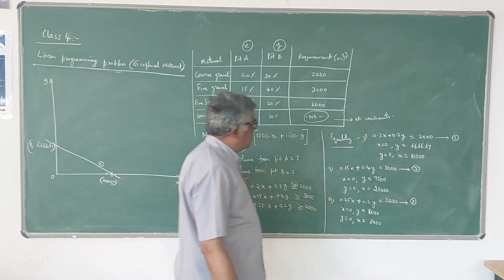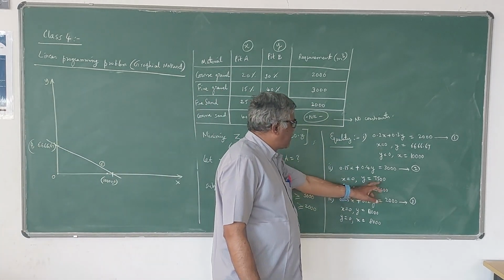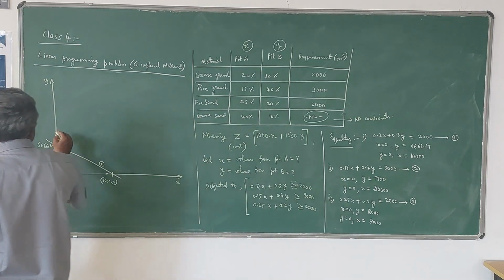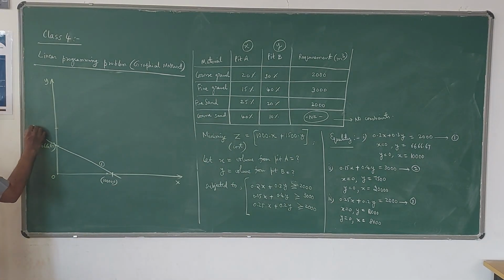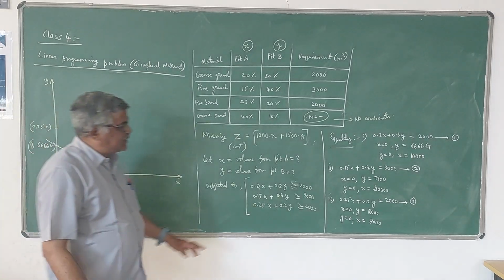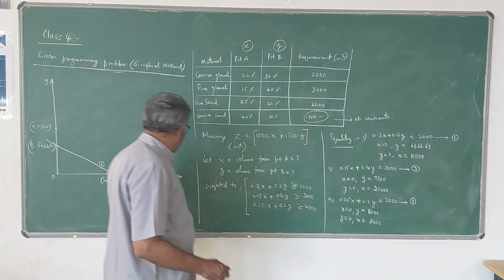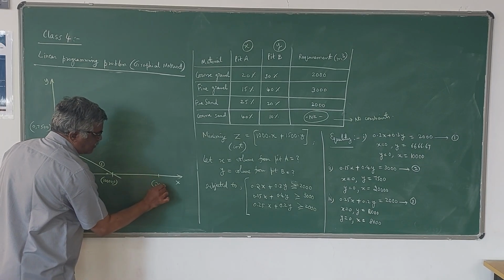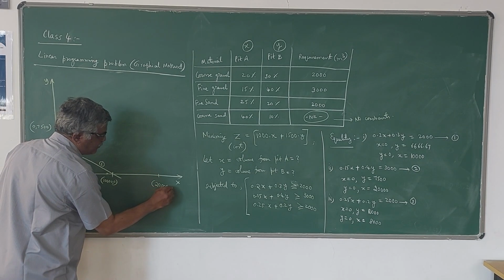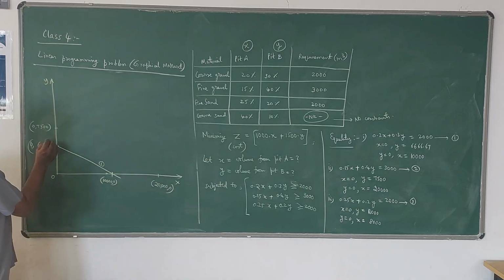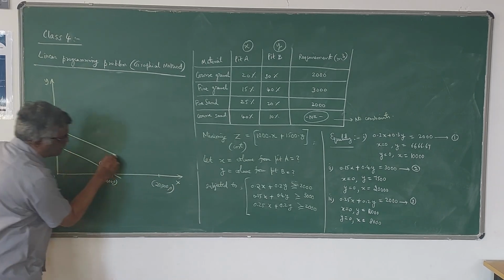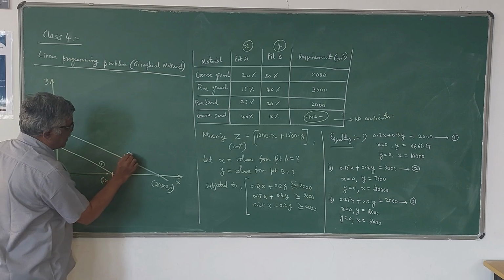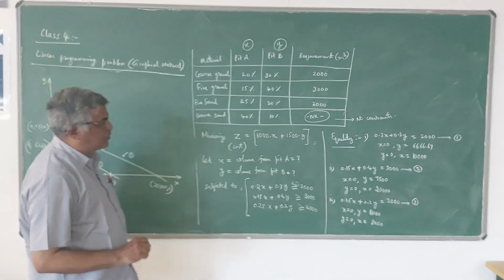Then the second equation: x is 0, y is 7500. 7500 will come somewhere here. So (0, 7500), and another point is (20,000, 0). 20,000 will come somewhere here. Now we have to join these two. If you join these 2 points by a straight line, this gives the equation 2 line.